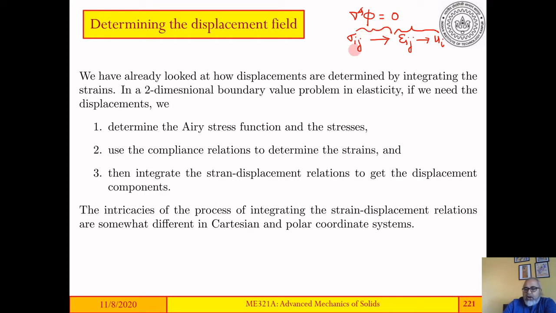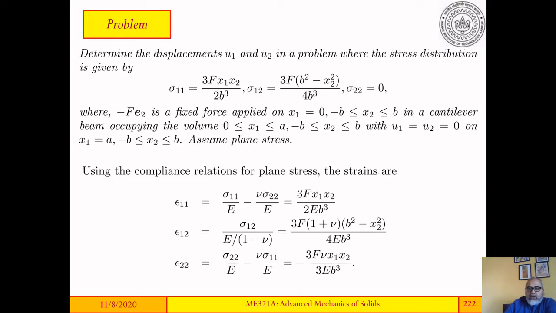So what relations you use to go from the stress to the strain will depend on whether you have a plane strain problem or a plane stress problem. Okay, and this, at least in Cartesian coordinates, is best taught by an example. So let us look at a problem where the problem is, I think, like this.